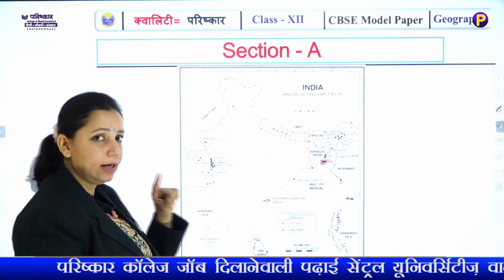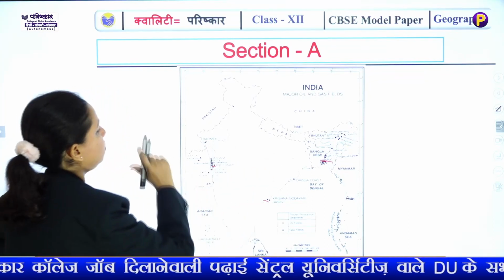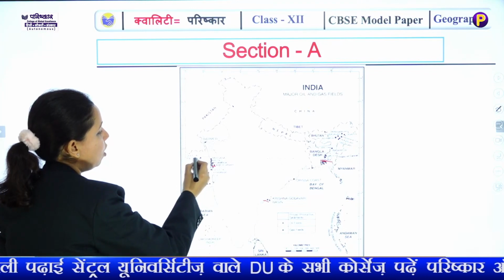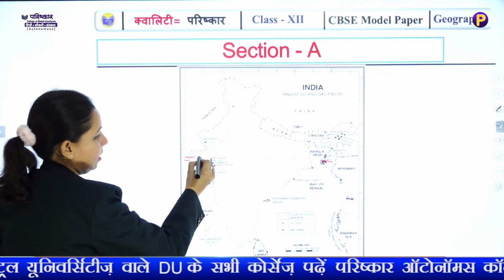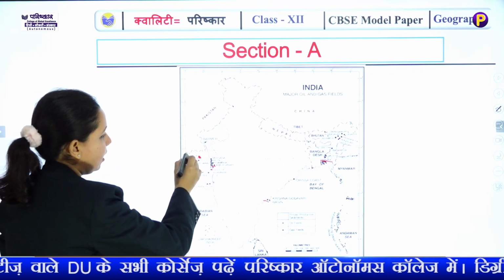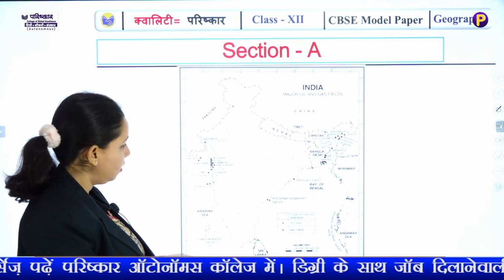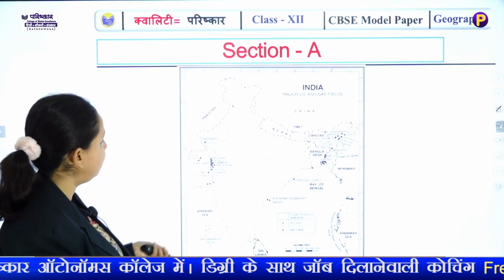Now one more question which I told you previously about the Kandla port. Kandla port is situated in the state of Gujarat definitely, and on the Gulf of Kutch. It is situated at the head of the Gulf of Kutch. So you can solve this question itself.